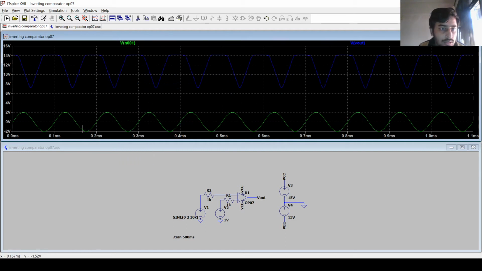As you can see, the output is totally distorted and it is separated from the input voltage. So the op-amp comparator has a big disadvantage when the frequency is higher, like in kilohertz. To overcome this disadvantage, op-amps with higher slew rates are used. So for example, LTC6244. So let's check the performance of the LTC6244 op-amp.